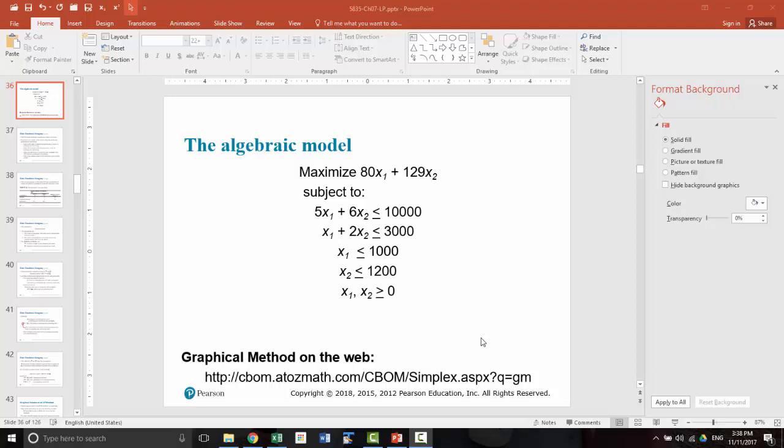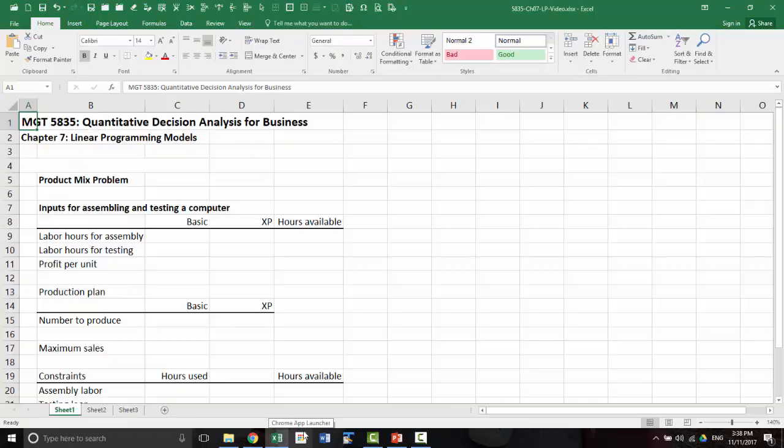Now let's look at how to solve this problem in Excel Solver. I'm going to take a slightly different approach than what's given in the textbook. The textbook follows more of an algebraic type of approach, which sometimes can be confusing. So I'm going to take more of a modeling approach, where you don't have to worry about the matrix and stuff like that. You just develop the model in a logical fashion and then use Solver.